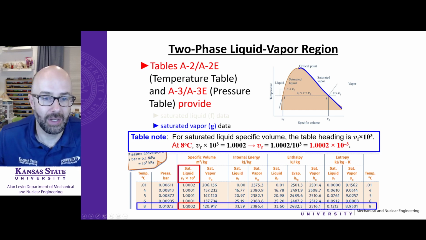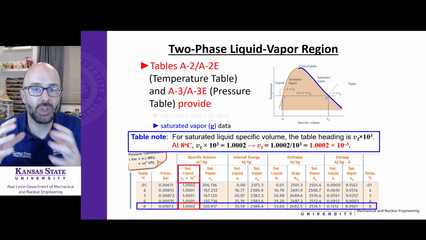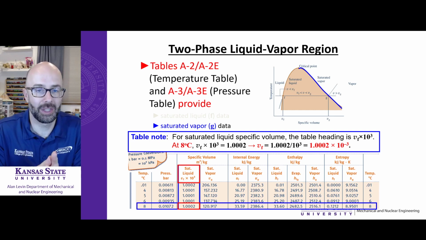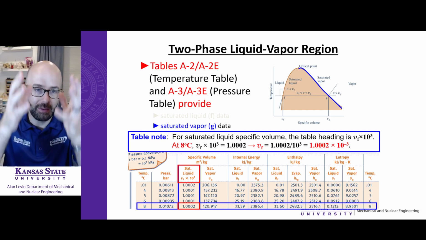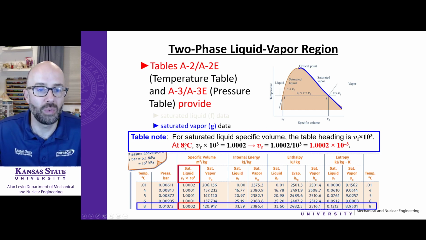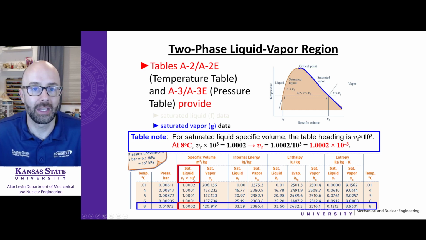So the actual value here is not 1.0002. It's not 1.002 times 10 to the third. The actual value is 1.002 times 10 to the negative third. Okay, times 10 to the negative third. Again, they took this value, because it's so very small, took it times 10 to the third, and put it into the table, so it was a little bit easier to put everything down here. So make sure that you read what the heading is here before you use the specific volume in your calculations. It's very tricky when you start to get used to this.